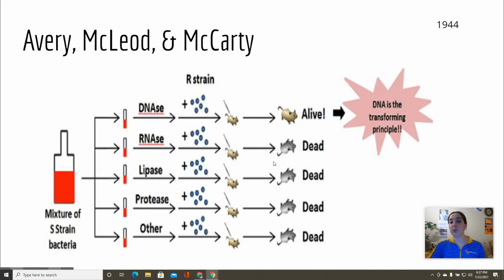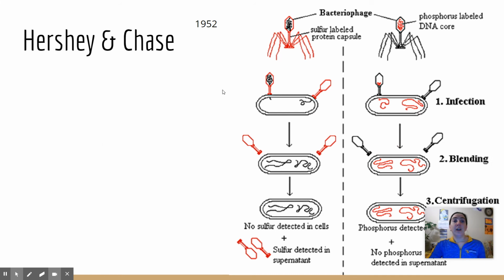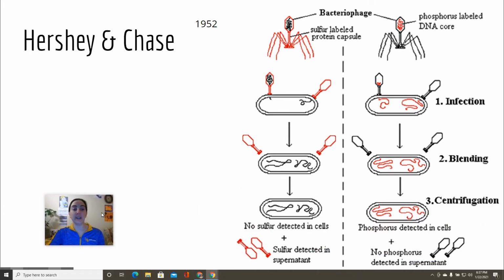So they just kind of ruled out one by one all the different molecules that were found in that bacteria until they figured out the one that really needs to be there to make the transformation happen is the DNA. So this was the first kind of really big piece of evidence that DNA is the molecule that holds that genetic information. Hershey and Chase followed this up with another experiment in 1952 that also led to some really good evidence that DNA was the transforming principle.